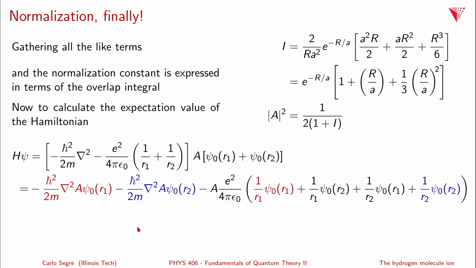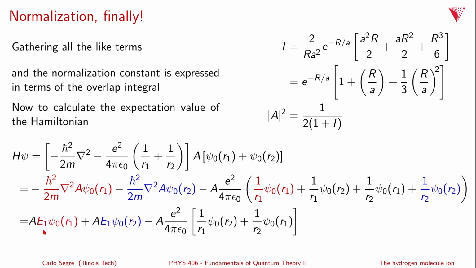We can now grab the ones in red and the ones in blue and group them together. So this term in red and this term in red are merely the Hamiltonian for the hydrogen atom when the electron is attracted to proton 1. And the blue ones are the same thing for when the electron is attracted to proton 2. And so we know what the value is there because the hydrogen atom will give you the ground state energy.